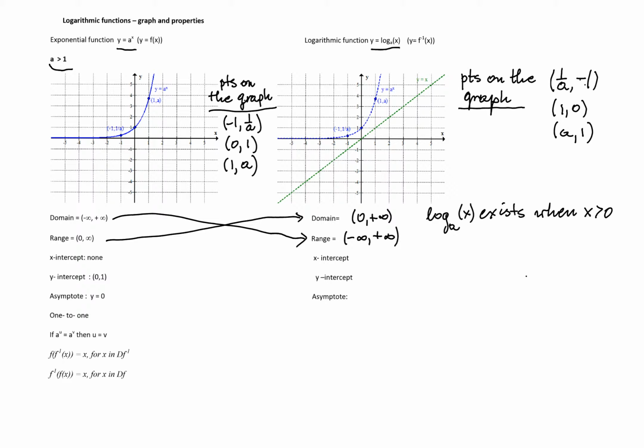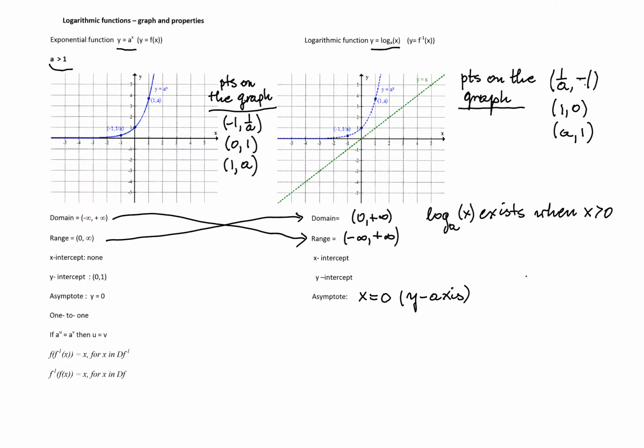There is also one more thing to discuss here. The exponential function has a horizontal asymptote. It is the x-axis. Now, when that horizontal line is reflected about the line y equals x, we obtain a vertical line x equals 0. So, a logarithmic function will have a vertical asymptote with the equation x equals 0, which is simply the y-axis.